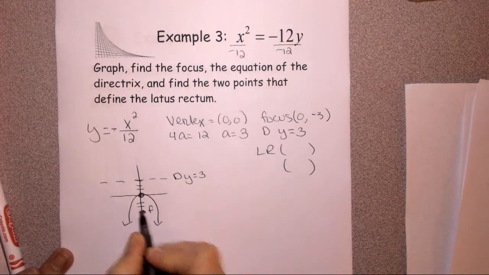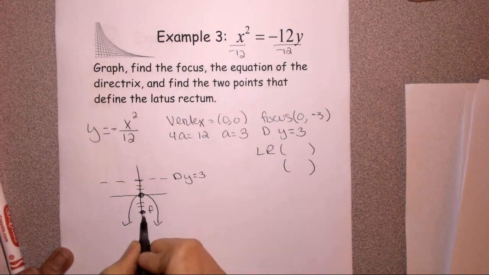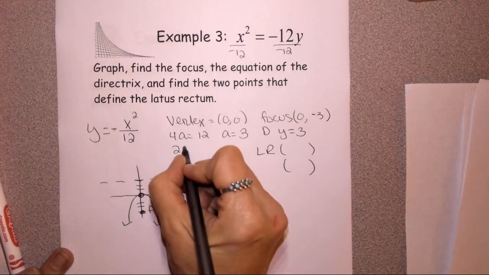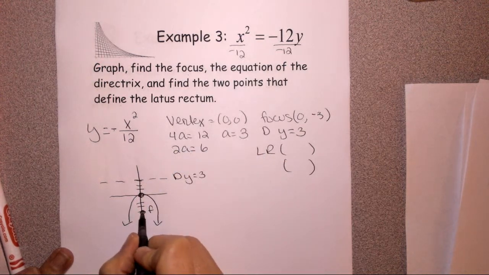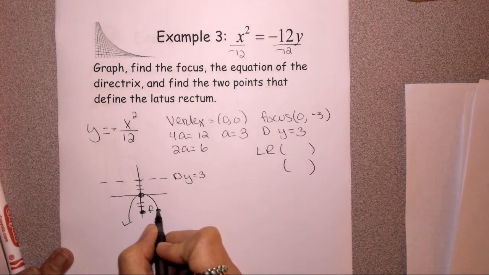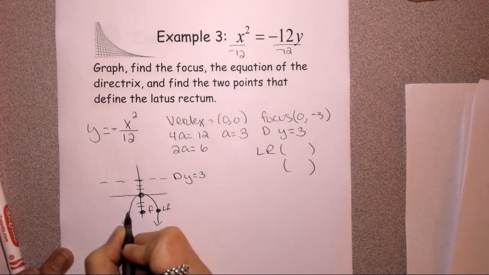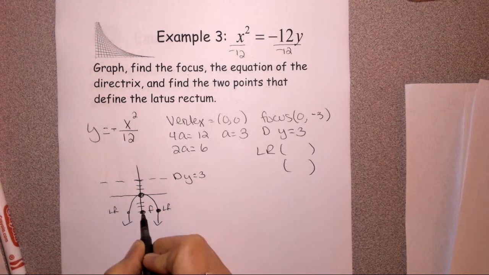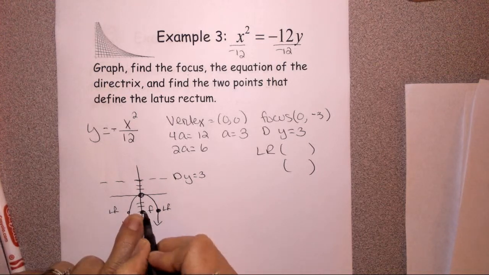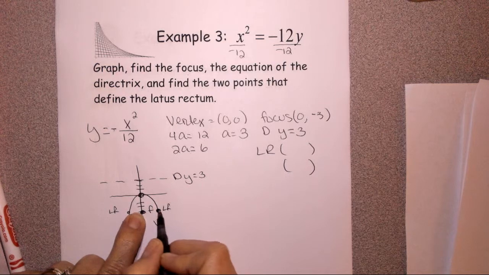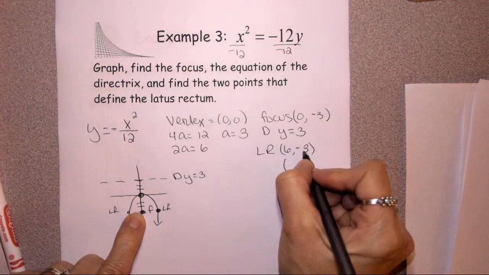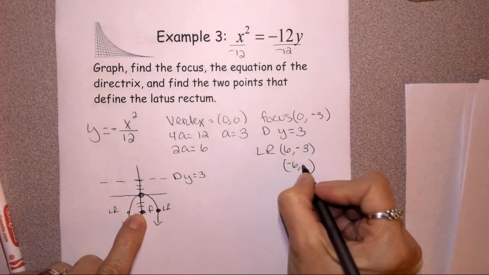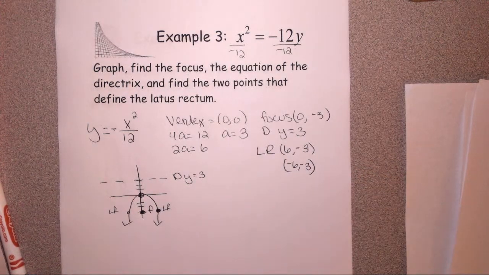Okay, so this time, since my parabola is opening down, I'm going to go twice my a. So twice my a would be 6, but I have to land on the parabola. So I'm going to go 2a this way, so I'm going to go 6 to the right, and then I'm going to go 6 to the left. Okay, this point right here is 0, negative 3. If I go 6 to the right, I'm going to be at 6, negative 3. And if I go 6 left, I'm going to be at negative 6, negative 3. Okay, so I hope that made sense.